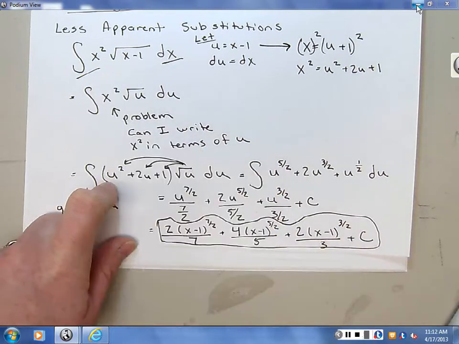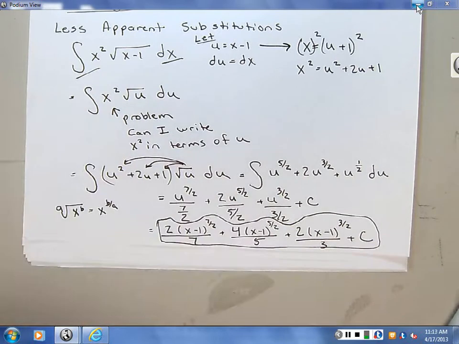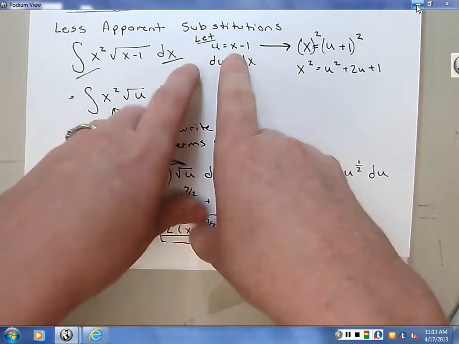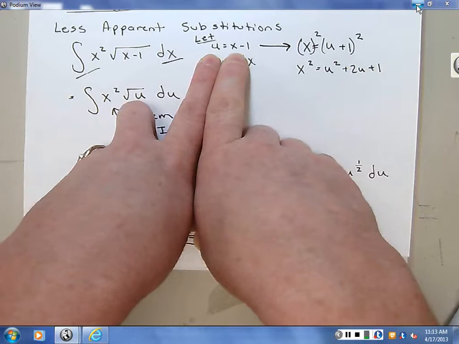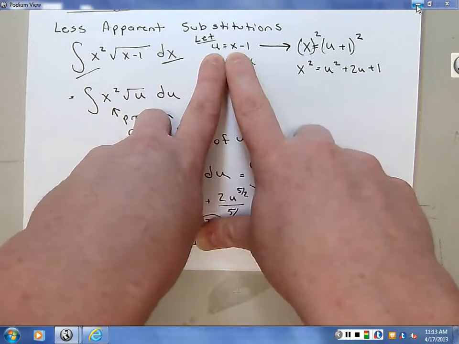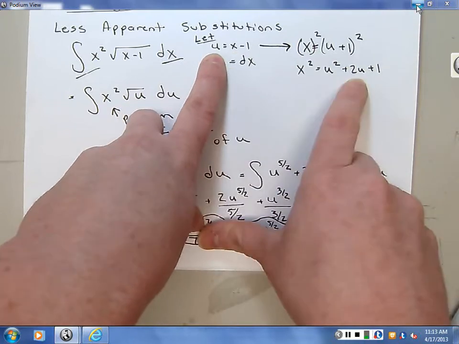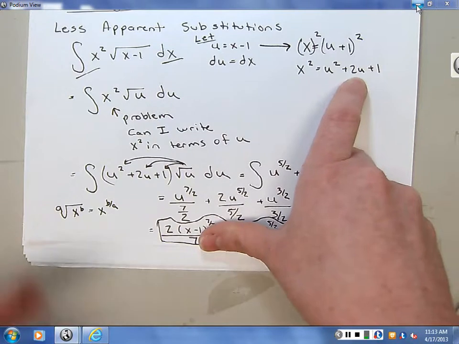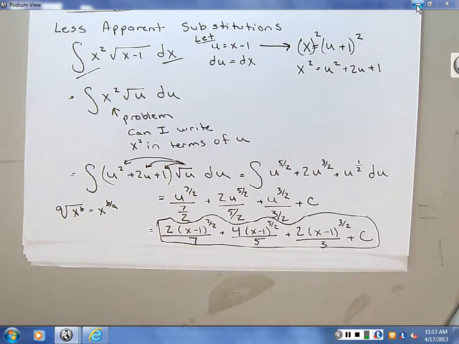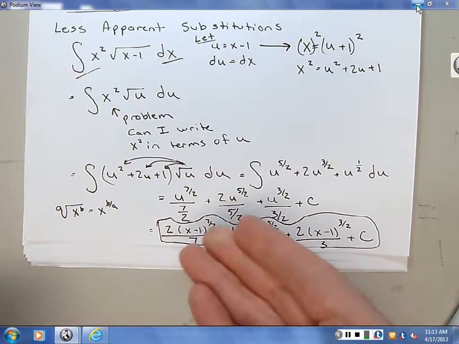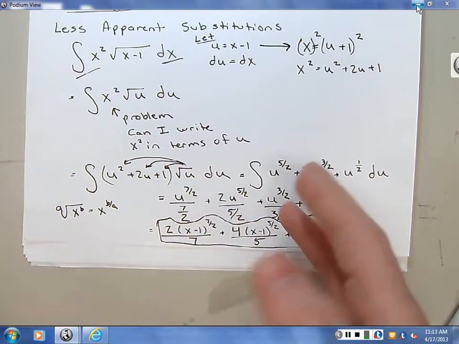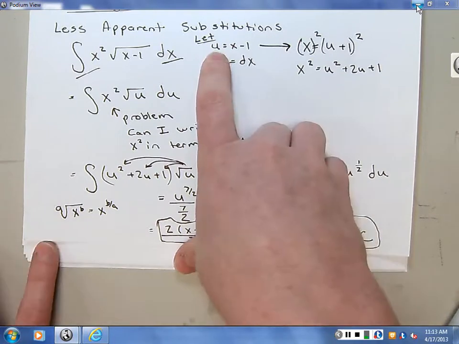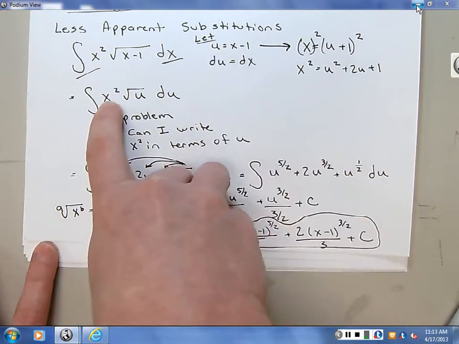How did you decide what to turn your x squared into? I have no control over what x squared is. I let this u substitution be x minus 1. So if I solve for x and square it, I get x squared. But I don't decide that. I can only pick u. After that, everything is locked into algebra. I squared it because I needed to replace this x squared.